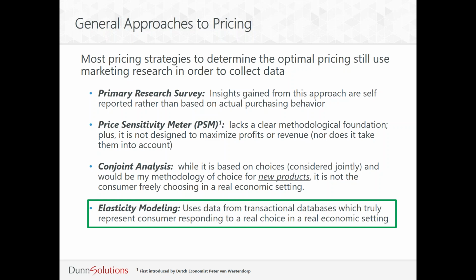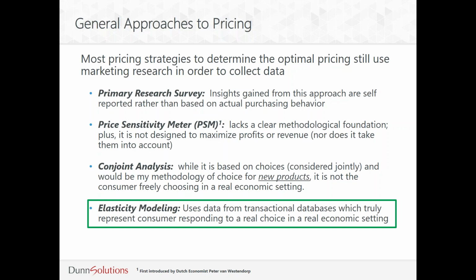Now we have conjoint analysis. Now, this would be my methodology of choice for new products, but definitely not for existing ones. This is also the one that mimics the way that humans actually think, that make purchasing choices by weighing the importance of some product attributes over others. But again, if you think about this, it's really not the consumer freely choosing in a real economic setting. These are a set of choices that you feed them basically, and they just answer yes or no.